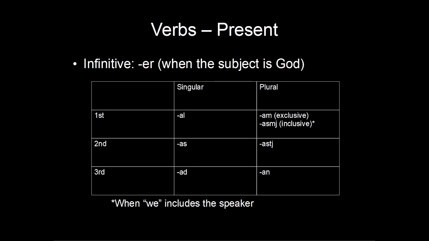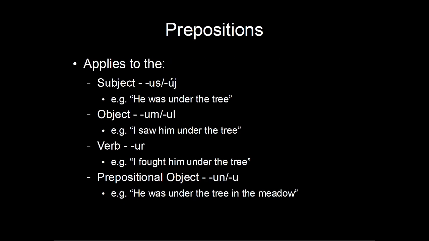And with exclusive, which means excluding the person I'm talking to, it's am. And with inclusive, it's asmi. Then with second person plural, asti. And finally, an. Lastly, we get prepositions. These have numerical agreement with the subject, object, or prepositional object.